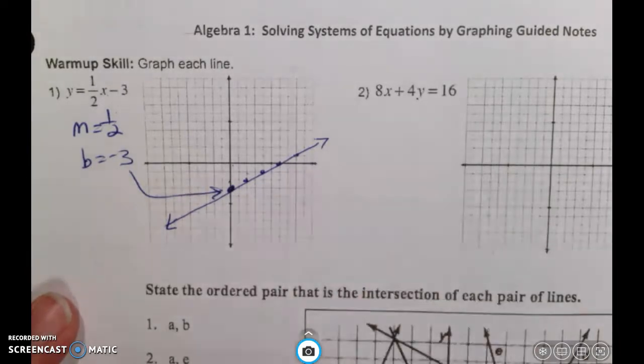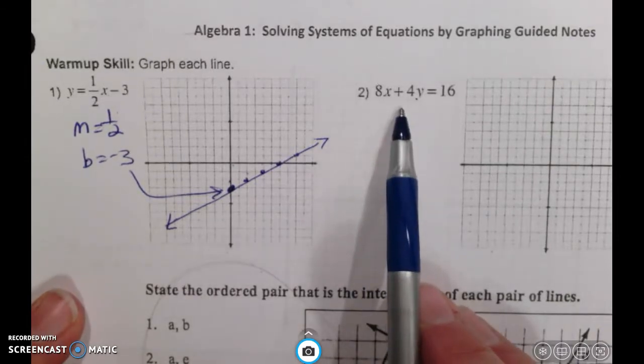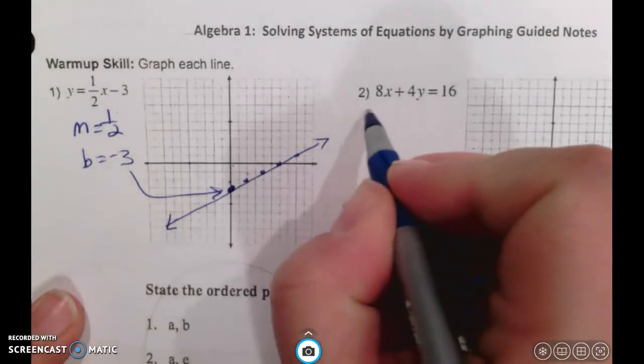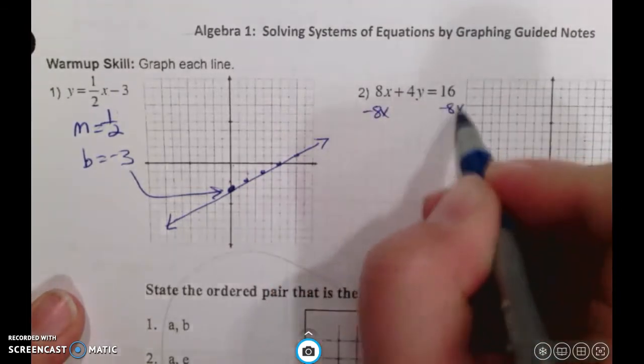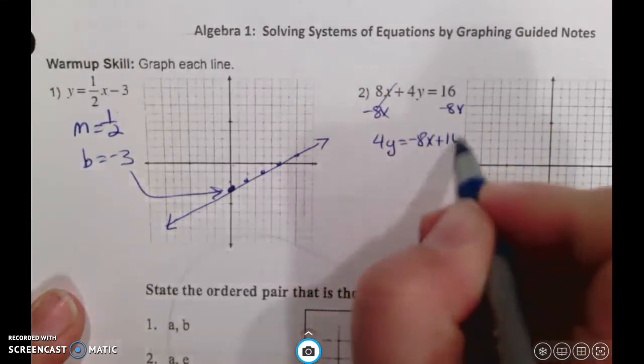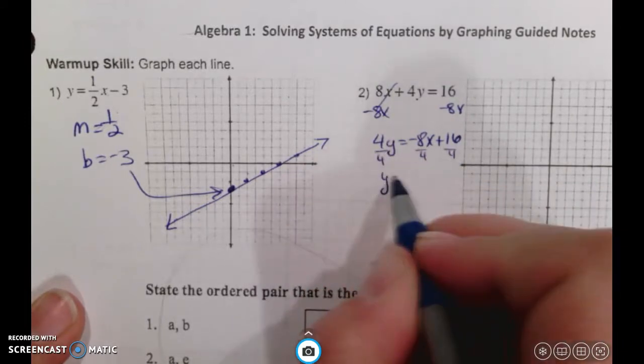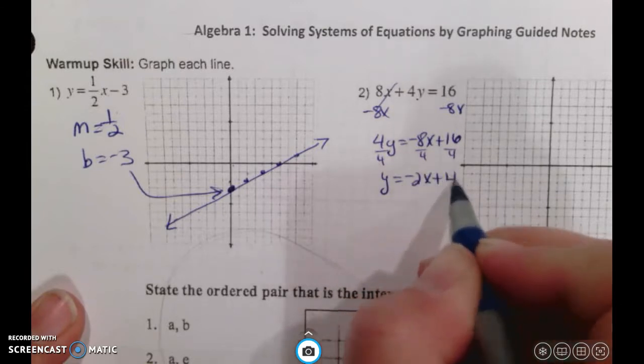Now, number 2 is in standard form. Standard form is a little different, and you have a couple options. You could have used your graphing calculator for number 1, but you could not have used it for number 2 because it's not in slope-intercept form. One method would be to rewrite this in slope-intercept form. To do that you would subtract 8x from both sides. You would have 4y equals -8x plus 16, and then you would divide every single term by 4, and you have y equals -2x plus 4.